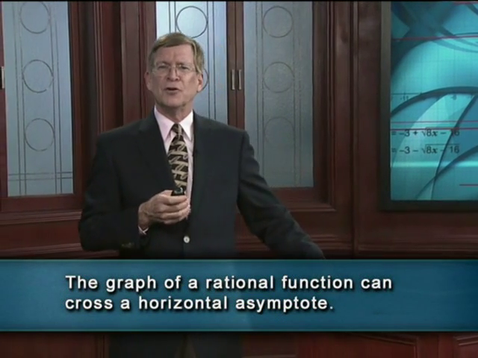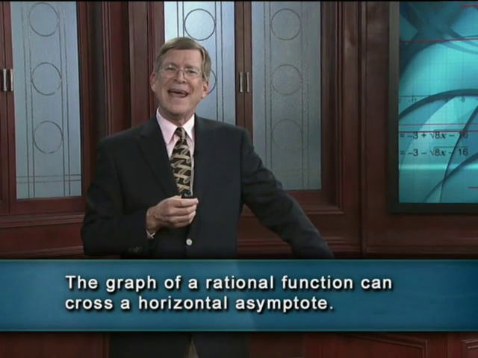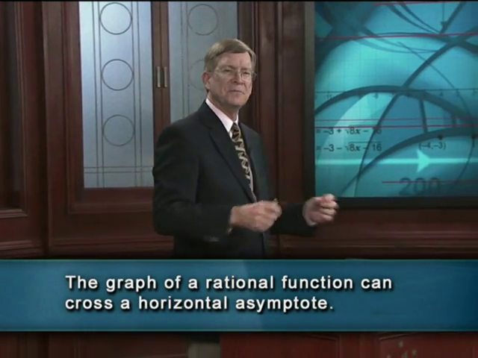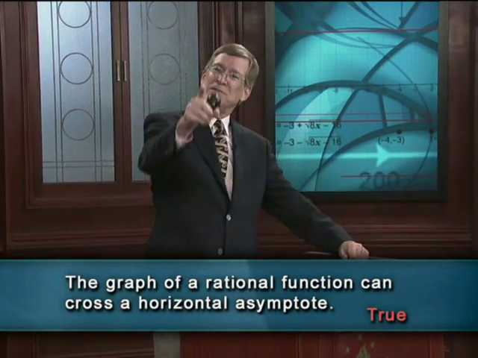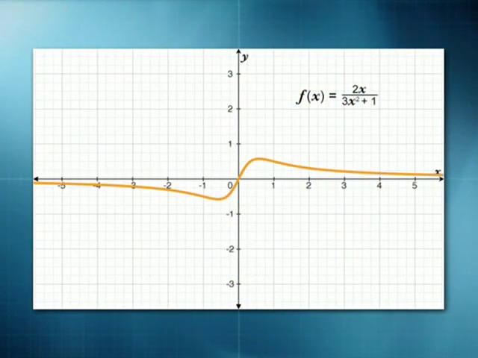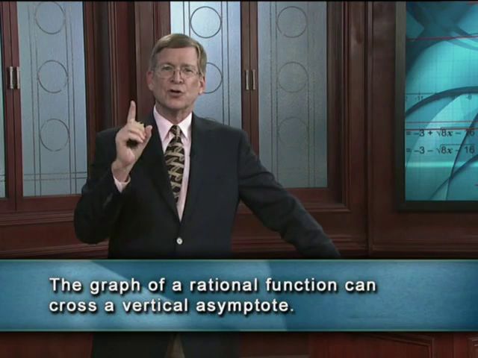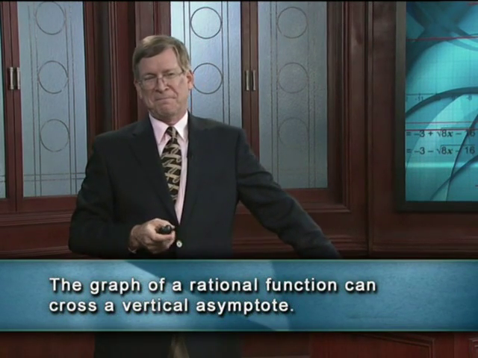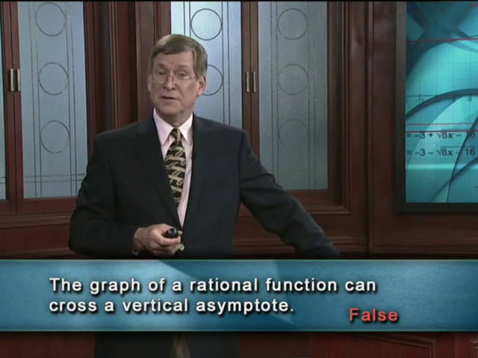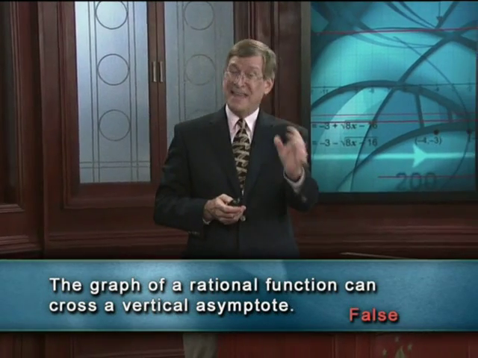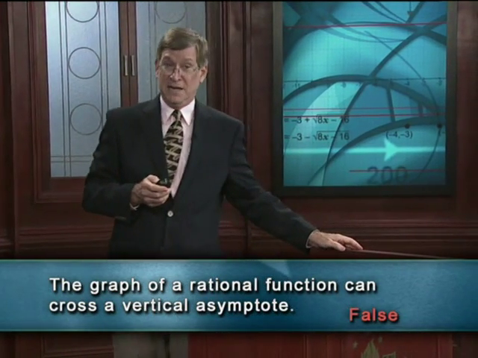So that's false too. A third question. The graph of a rational function can cross a horizontal asymptote. Can you cross your horizontal asymptote? And the answer is true. In fact, if you look at that previous example, 2x over 3x squared plus 1, you'll see that it crosses the horizontal asymptote at the origin. Another question. Can the graph of a rational function cross a vertical asymptote? And the answer here is false. It cannot, because the vertical asymptotes come about where the denominator vanishes, and those points are not in the domain of the function.